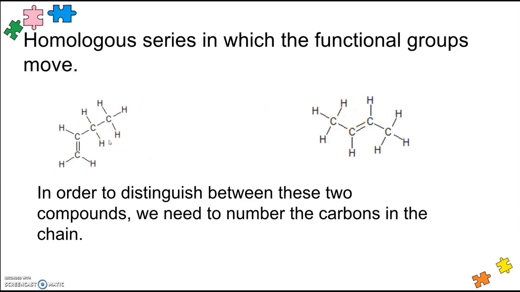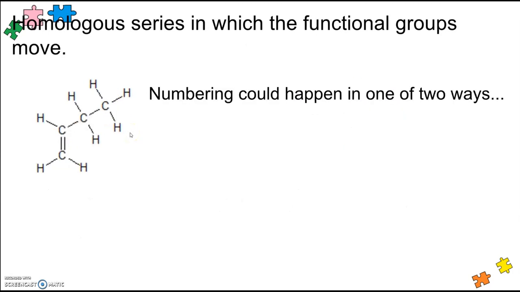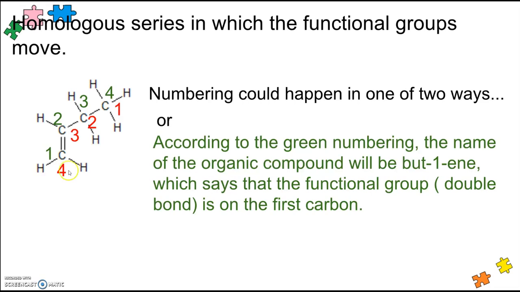In order to distinguish between these two compounds, we need to number the carbons, there they are, in a chain. Now the numbering of the carbons can happen in one of 2 ways. I can start from this side and number 1, 2, 3, 4, or I can start on the other side and then I number 1, 2, 3, 4. And we have a very specific rule to tell us exactly how we will do that. We need to number in such a way that the functional group, which in this case is the double bond, must be as close as possible to the first carbon.